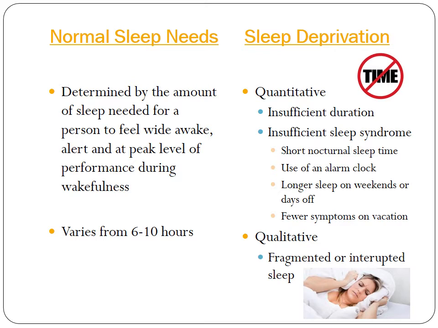Now, qualitative types would be when someone has fragmented sleep or interrupted sleep, meaning maybe they're spending enough time in bed, but they're waking up more than they should for some reason. Let's go on to our next slide.